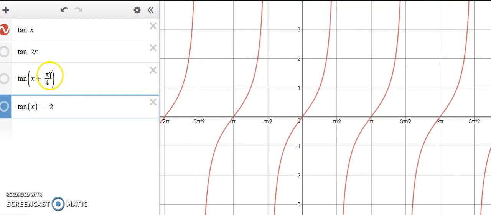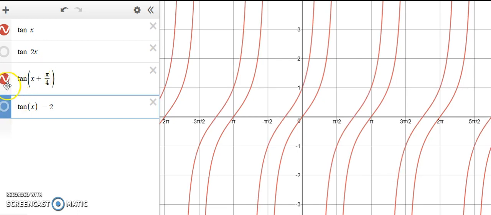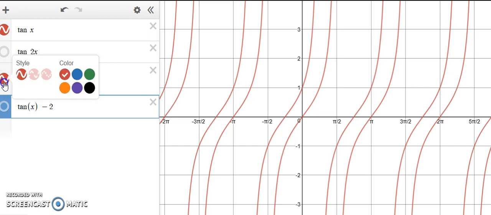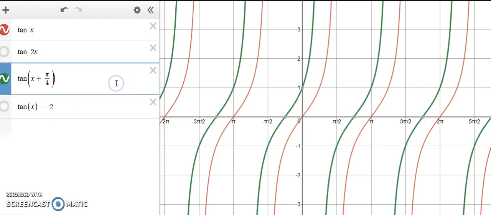Now this number on the inside, plus or minus, remember that's going to shift us left or right, and it's opposite what we'd expect. So this is a pi over 4 shift, and it's going to go to the left. So pi over 4 to the left, let's see what that looks like. And there we have it. Let me change the color so we can see which is which. There we go. Okay, so now the green one is shifted to the left.